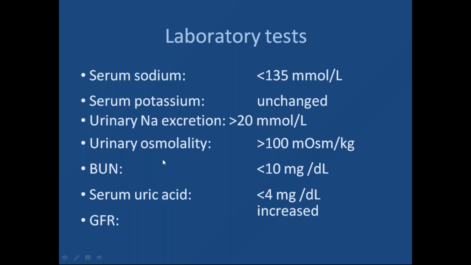And another important one is the urine osmolality. So we have discussed, right? Inappropriately elevated, greater than 100 should be present. Urea will be decreased, uric acid will be decreased. So these are another two features of SIADH.